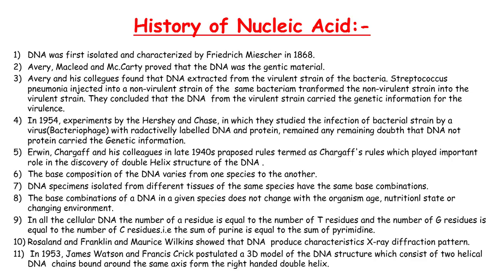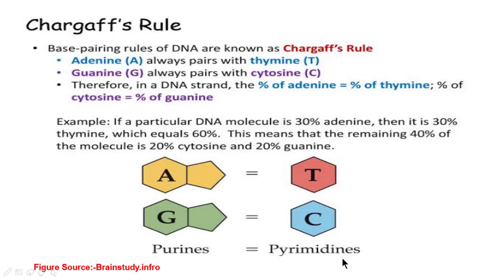Rosalind Franklin and Maurice Wilkins showed that the DNA produced a characteristic X-ray diffraction pattern. In 1953, James Watson and Francis Crick postulated a 3D model of the DNA structure, which consists of two helical DNA chains wound around the same axis to form a right-handed double helix.